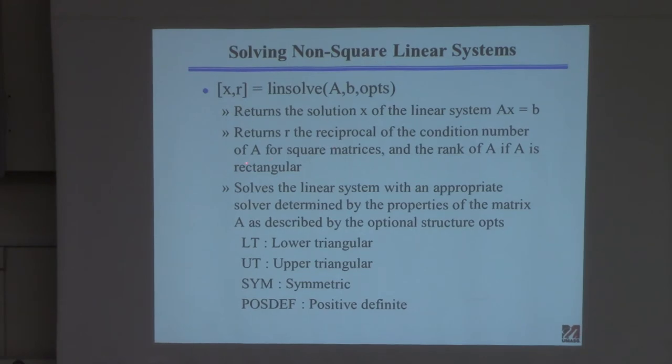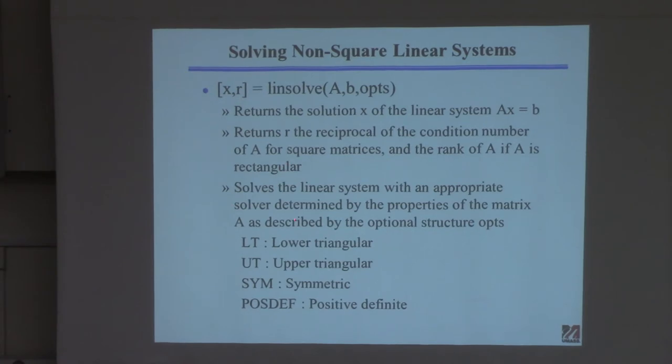If the matrix A is square, then it returns the reciprocal of the condition number. Remember, the condition number tells you if the matrix is poorly conditioned. If the condition number is really big, we don't really trust the solution. Because it's the reciprocal, now we're worried about r being really small. If r is really small, you've got to be careful about the solution. If the problem is non-square, then r has a completely different meaning. Actually, it's the rank of the matrix, if it's rectangular, which means non-square. I just copied this from MATLAB.